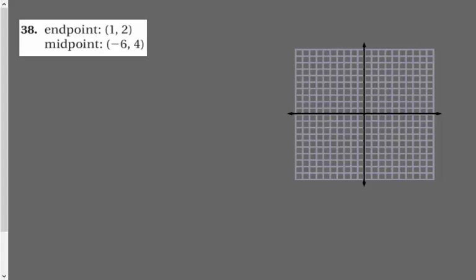This is where they give you an endpoint and they want you to find the other endpoint. I've got two strategies. Strategy number 1, use your graph. The endpoint is at 1, 2, and then the midpoint is at negative 6, 4. So I just plotted these 2 points. I'm going to label this endpoint number 1, midpoint. So that means my other endpoint has to be over here somewhere. To get that, we're going to go left 7, and then we're going to go up 2.